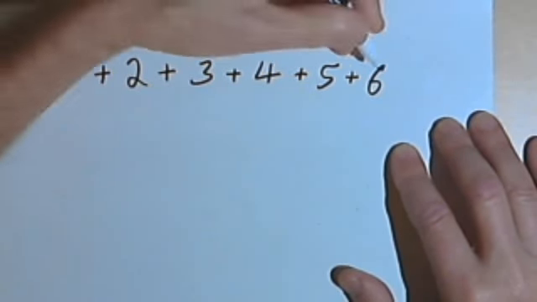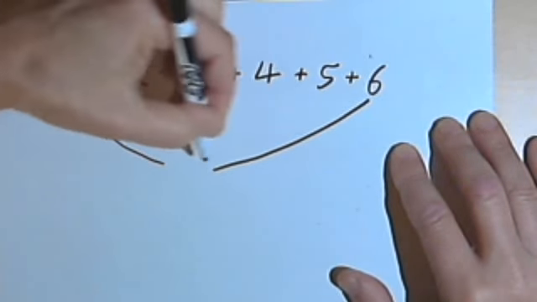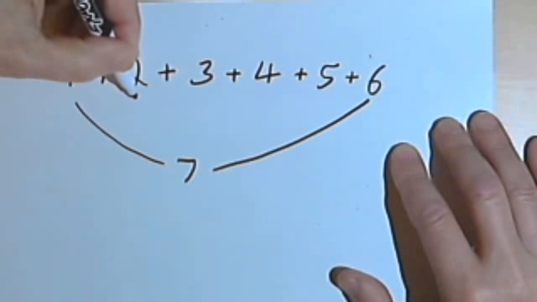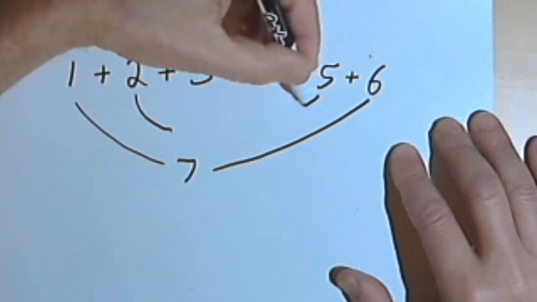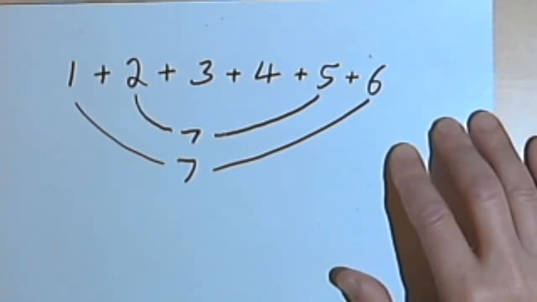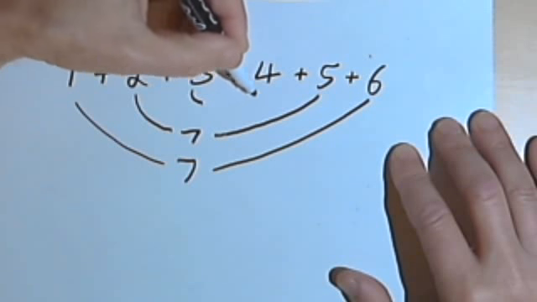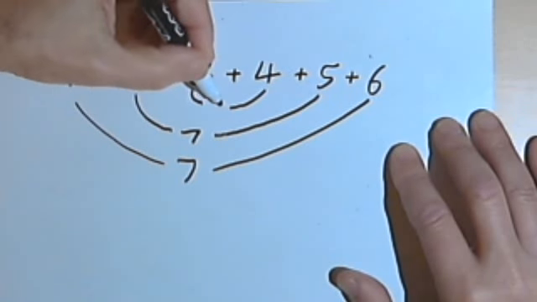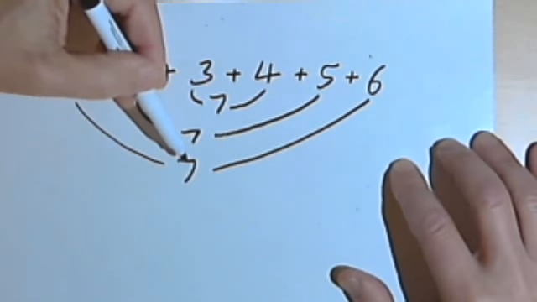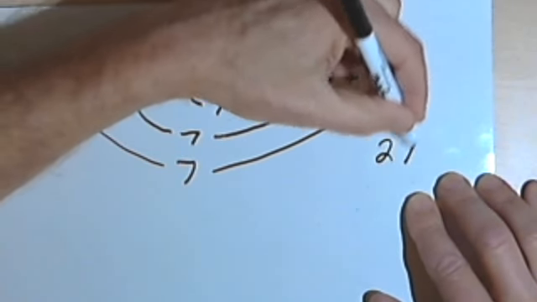If I take the first number, which is 1, and the last number, 6, and I add them together, well, the sum of 1 and 6 is 7. And if I take the second number, the 2, and I add that to the second number from the end, which is 5, I also get a 7. And if I take the third number, 3, and I add that to the third number from the end, which is 4, I get a 7. So I've got 3 7s here, and 3 times 7 would be 21. So it seems like my answer should be 21.